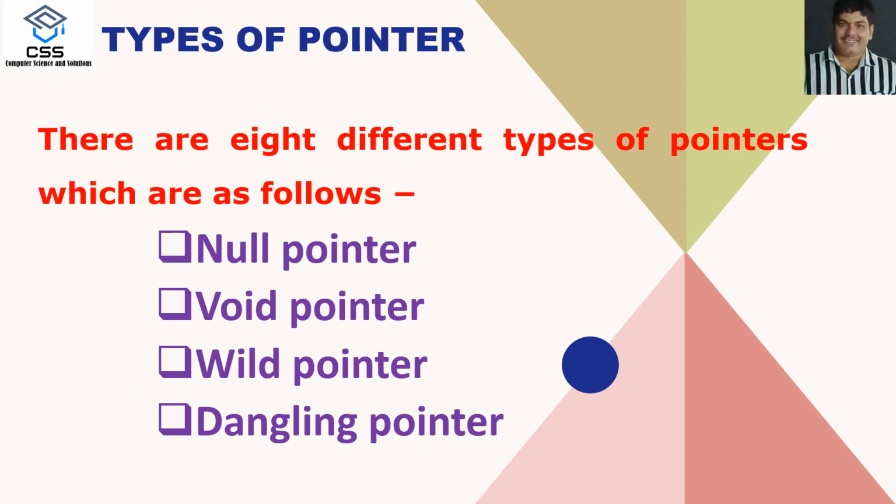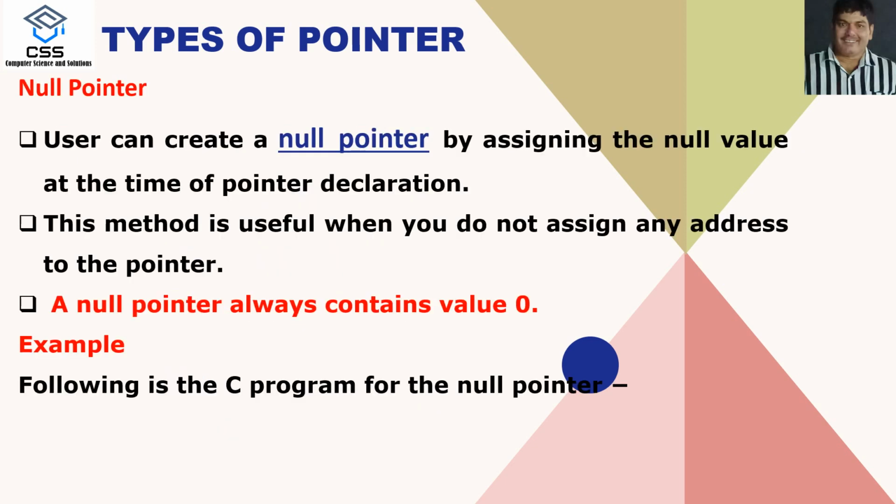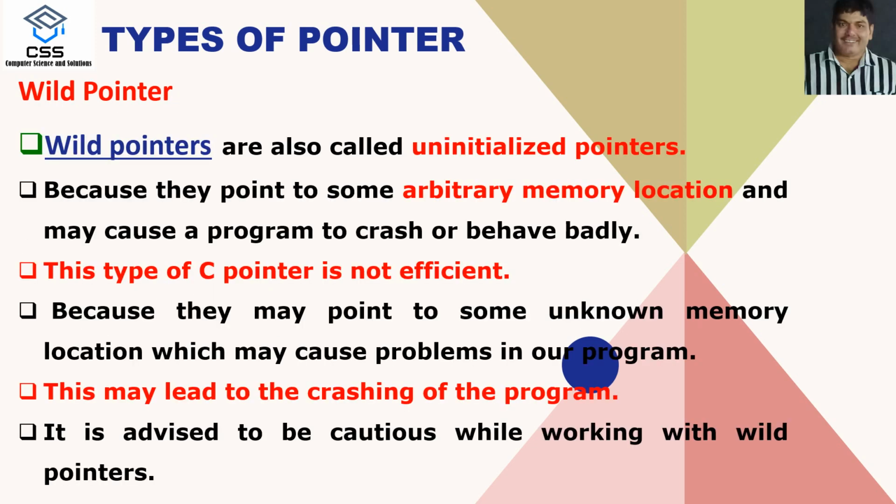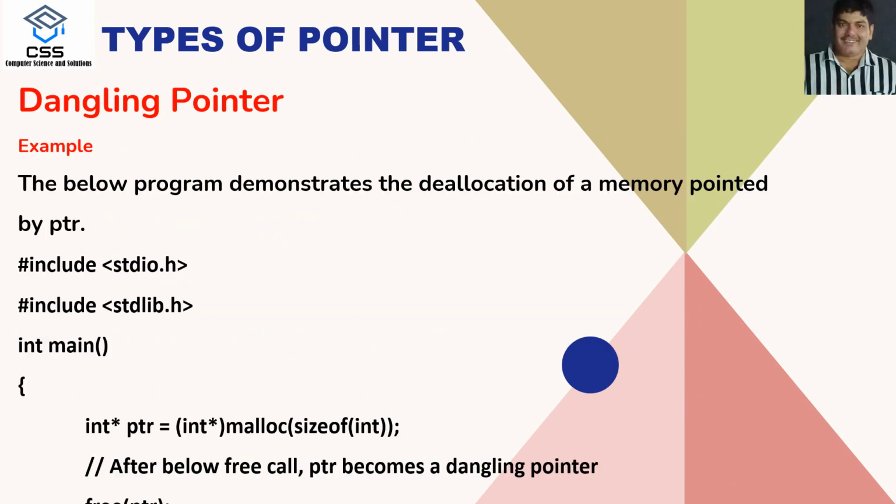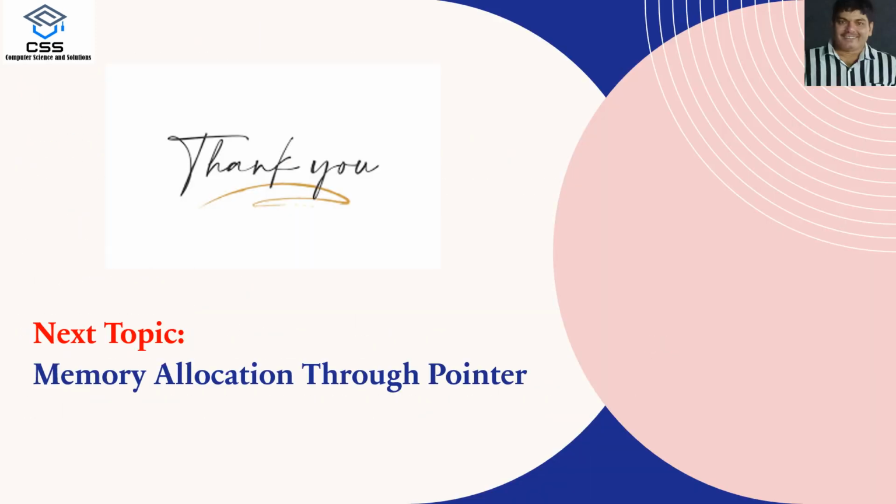So in today's class we completed four different types of pointers in the pointer chapter: null pointer, void pointer, wild pointer, and dangling pointer. In the next class we are going to discuss memory allocation done by the pointer, which includes static memory and dynamic memory allocation, and in dynamic memory allocation we will discuss malloc, calloc, realloc, and the free function with examples.